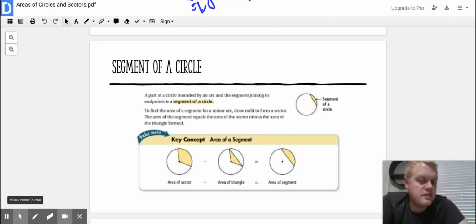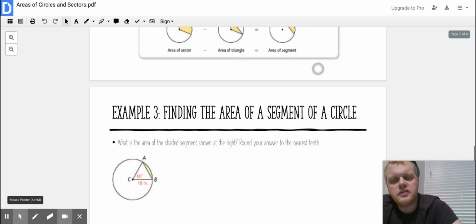So again, this is a great picture. This is why I love this part here. So again, it's the area of the sector, which is what we just saw on the example above. We're going to subtract the area of a triangle here. So again, I'll show you how we can do that. Again, area of a triangle is base times height divided by 2. And then that should equal the area of the segment, okay? So there's two parts we're really solving for here, okay?